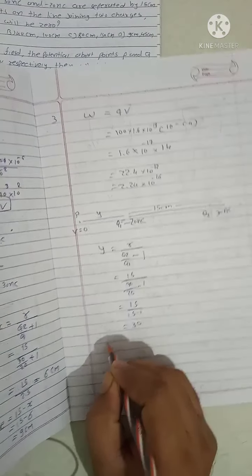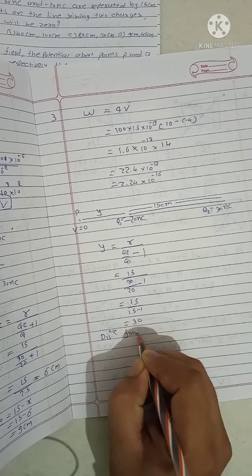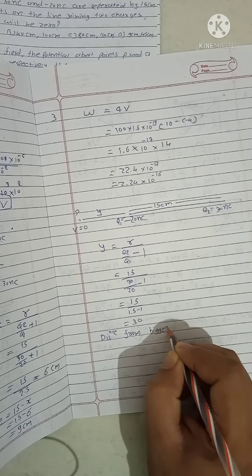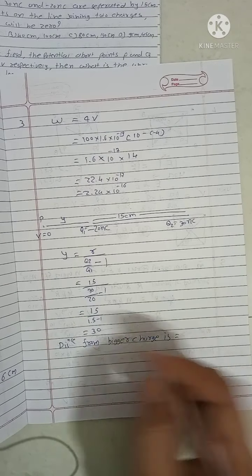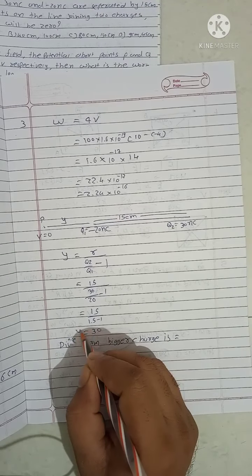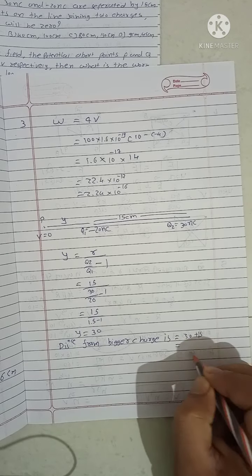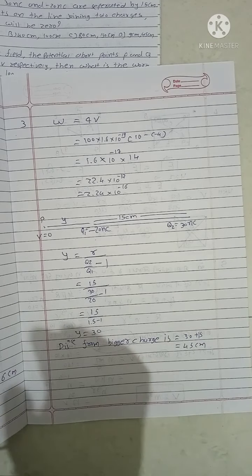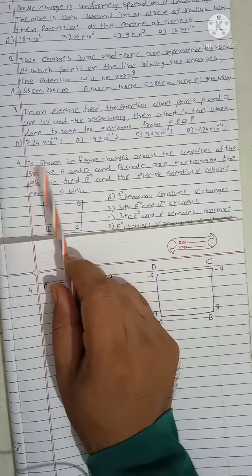So the distance from the positive or bigger charge is, from the figure, y plus 15. Now we have y is 30, so 30 plus 15 gives us 45 centimeter. So I hope you get the idea how it becomes 45 centimeter. Okay, next, MCQ 4.